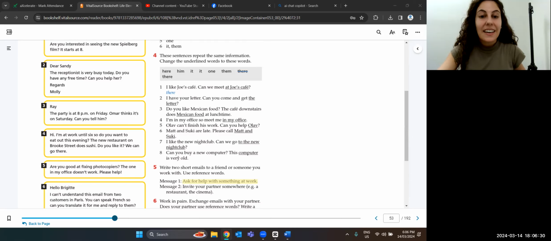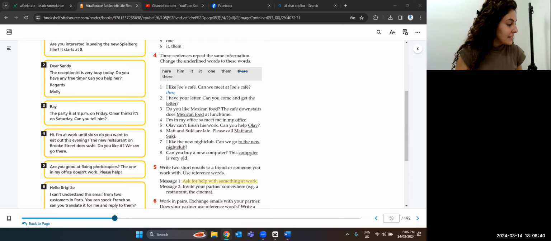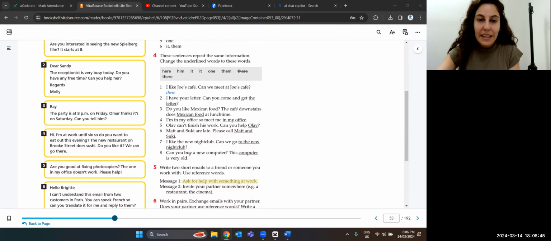The last one. Can you buy a new computer? The computer is very old. We don't want to repeat computer. It's singular. This one. Can you buy a new computer? This one. It means the one that I have is very old, or it just means my computer. So this one is very old.